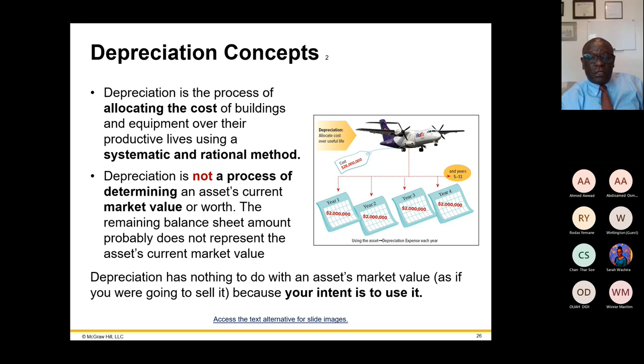Depreciation is not a process of determining an asset's current market value. That is what you should note. It's not that they want to determine the actual market value, because at times the net value will be lower than or maybe greater than the actual cost, because the actual cost of the equipment is driven by market demand and supply. That has nothing to do with the depreciation itself in the system.